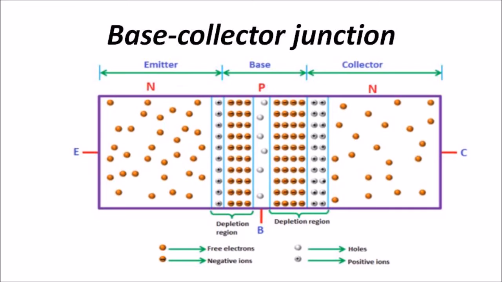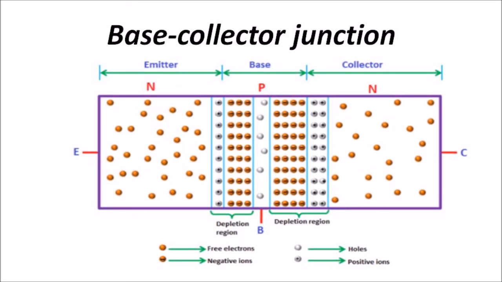When it comes to the base collector junction, let us assume that in the right side region, that is the collector region, each atom has 2 free electrons, and in the P region, each atom has 1 hole. During the diffusion process, the free electrons move from the collector to the base region. Similarly, the holes move from the base region to the collector region. At the base collector junction, when the N region collector atom meets the P region base atom, each collector atom donates 2 free electrons to the P region base atoms.